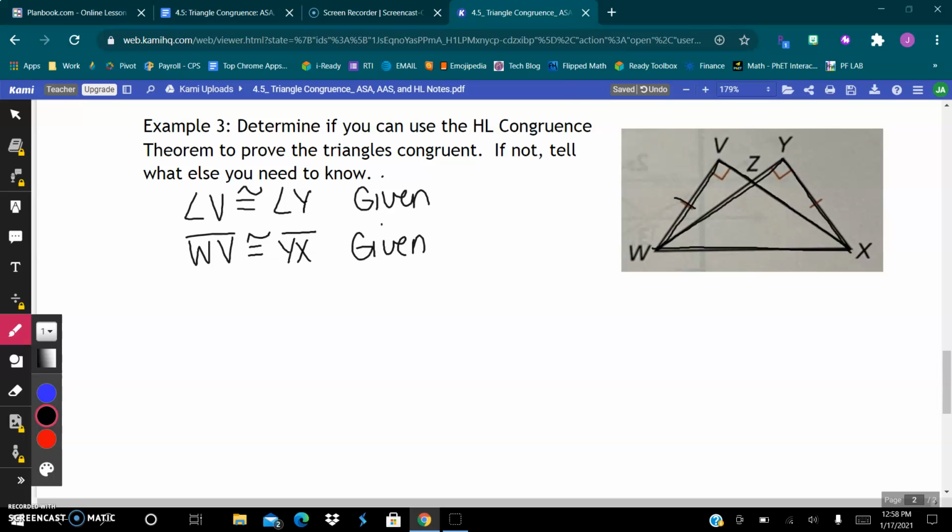So we have the leg is congruent, and to use the hypotenuse-leg congruence theorem, we need to prove that the hypotenuses are the same. The hypotenuse is always the longest side of the triangle, and it's always opposite your 90-degree angle. As you can see here, both triangles share the same hypotenuse. So segment WX is congruent to segment WX because of the reflexive property.